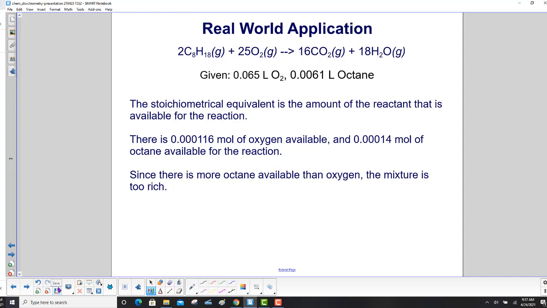The stoichiometrical equivalent is the amount of the reactant that is available for the reaction. There is 0.000116 moles of oxygen available, and 0.00014 moles of octane available for the reaction. Since there is more octane available than oxygen, the mixture is too rich.